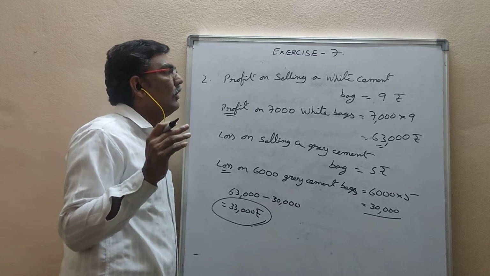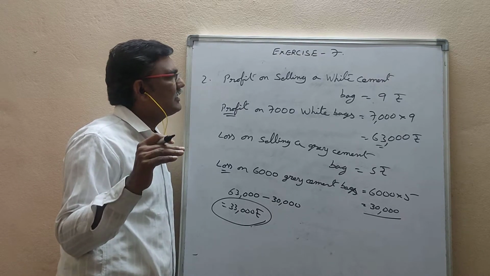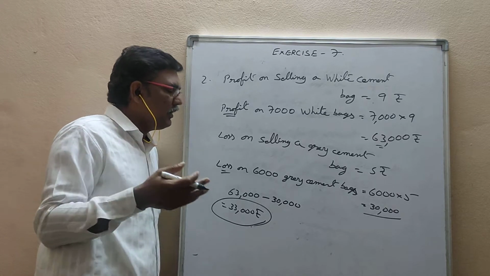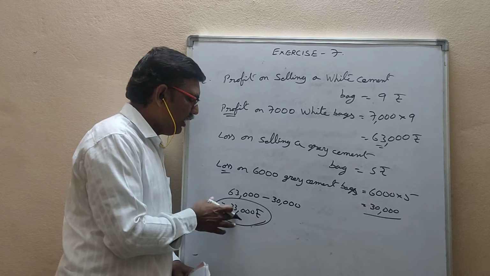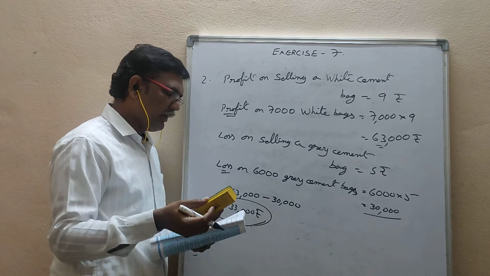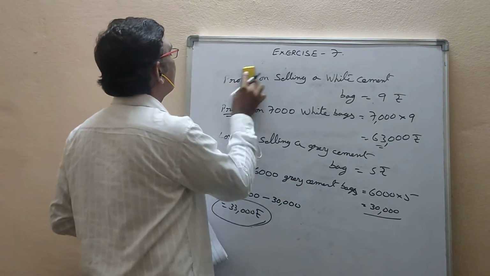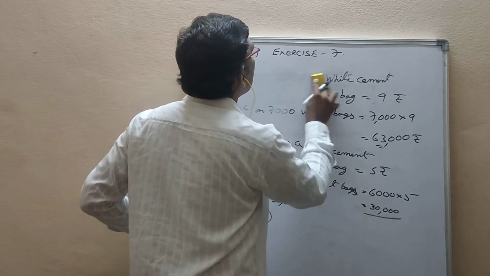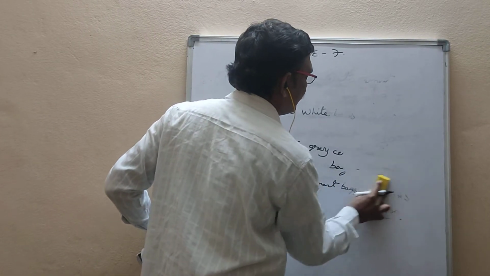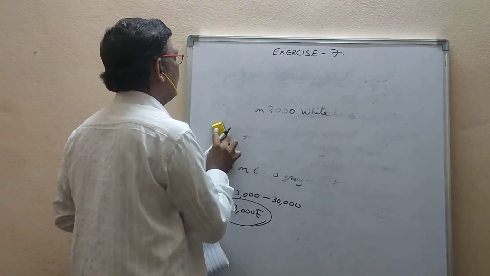If you sell 7,000 white bags and 6,000 grey bags, the total profit you will get is 33,000. Same like this, one more sum is there, you do it, and next we will go for the third problem. So what is the third problem, we will see here.